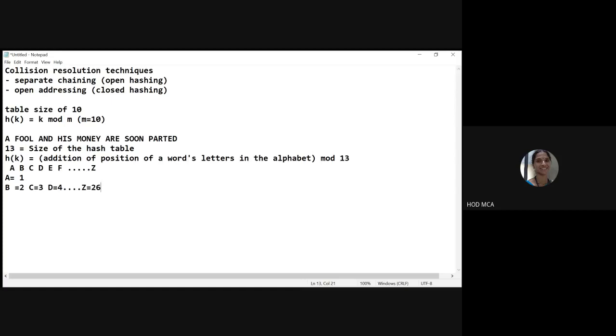Correct? This is what we are doing. When you take up a particular word, for every character you find its position. You have to add all the positions of the characters of that word and then take mod 13. Whichever location you get, there you are going to store it. Okay, let us start doing it, so probably it will become clear to you.